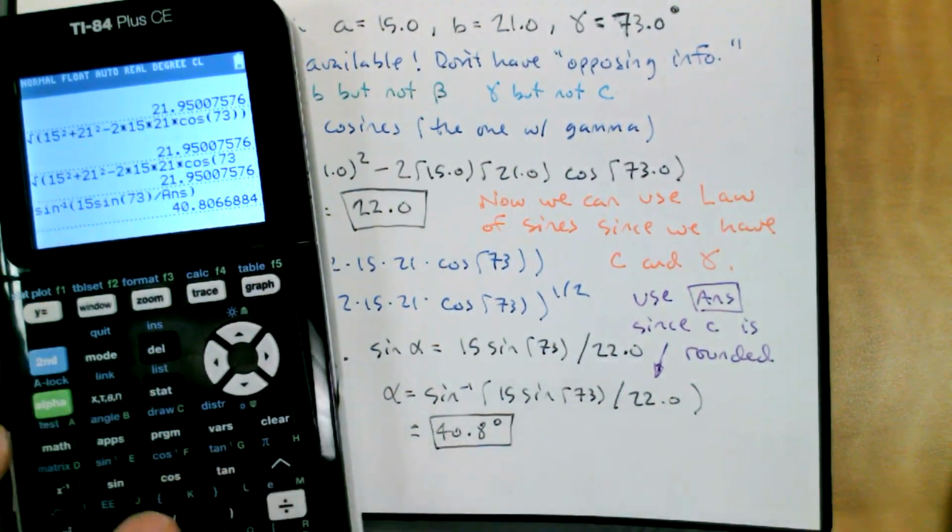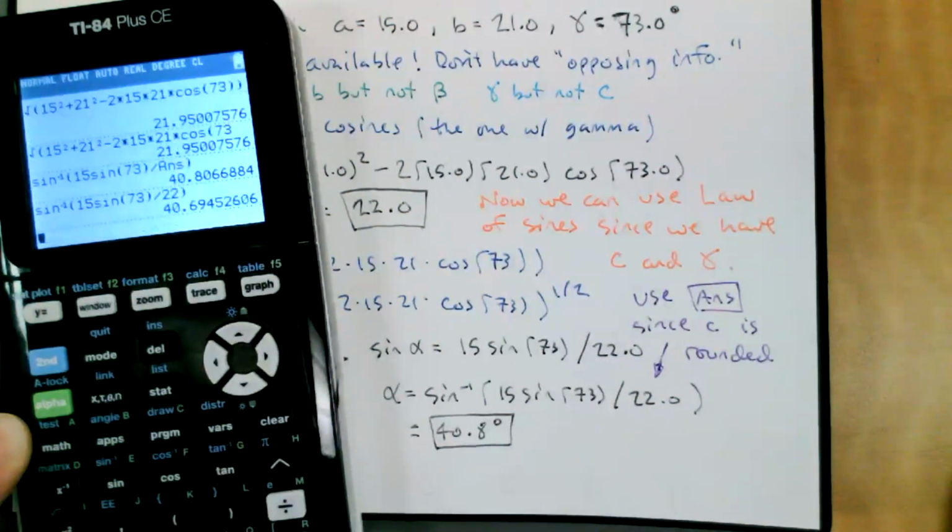If I just did sine inverse of 15 times the sine of 73 divided by 22, then I'm going to be a little bit off. I'm going to be at 40.7 degrees instead of 40.8 degrees. If I had said round to the nearest degree, then it wouldn't have mattered. But if I had said round to the nearest 10th, the previous one you listed as 40.8, and this one you would list as 40.7.